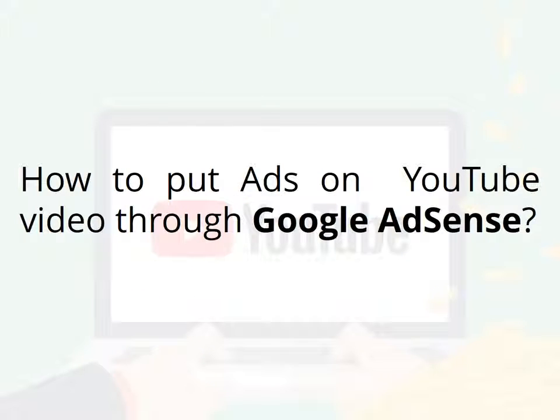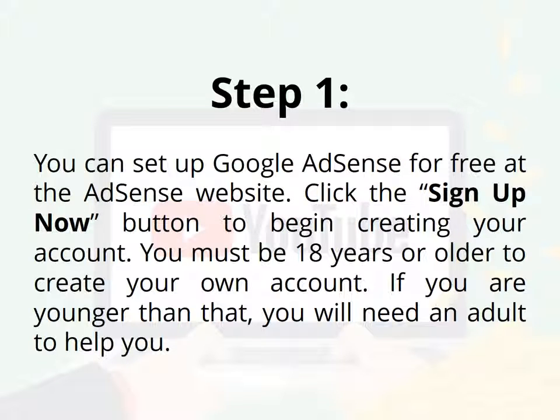How to put ads on YouTube video through Google AdSense. Step 1. You can set up Google AdSense for free at the AdSense website. Click the Sign Up Now button to begin creating your account. You must be 18 years or older to create your own account. If you are younger than that, you will need an adult to help you.